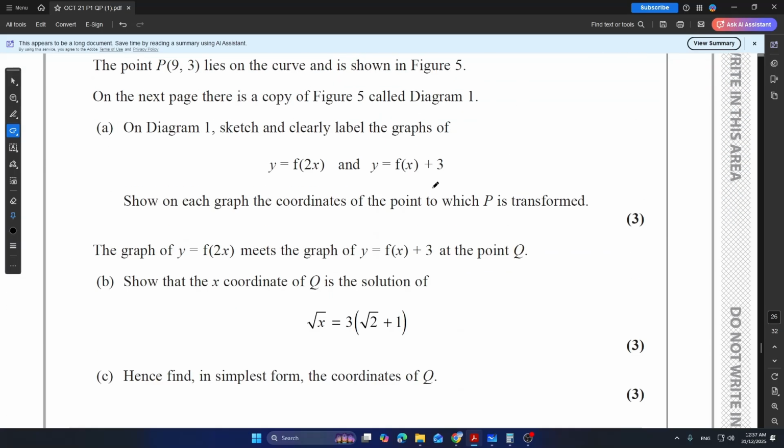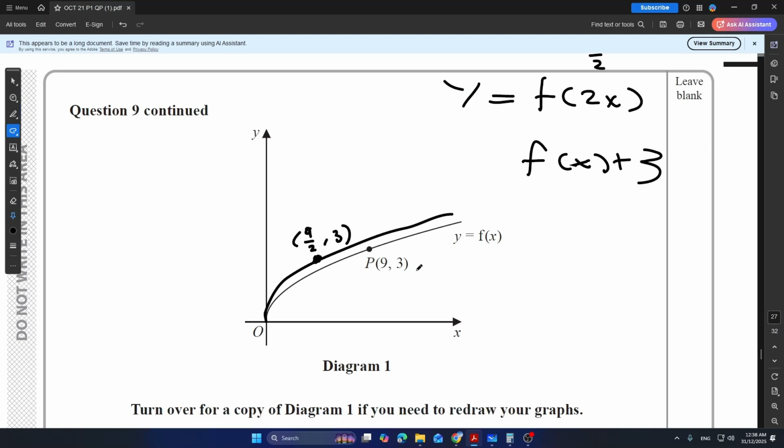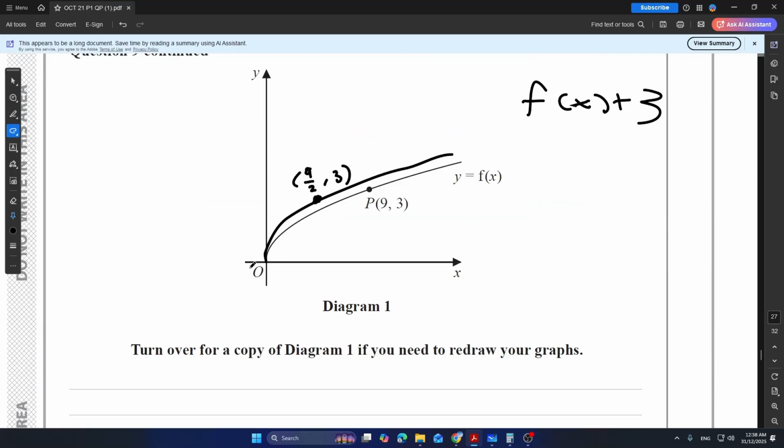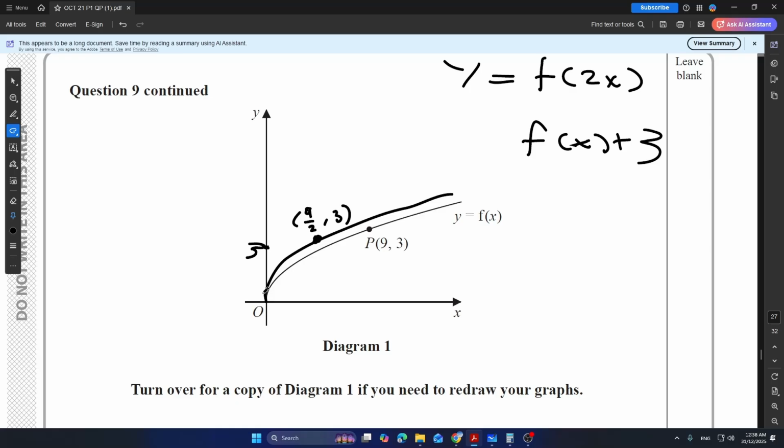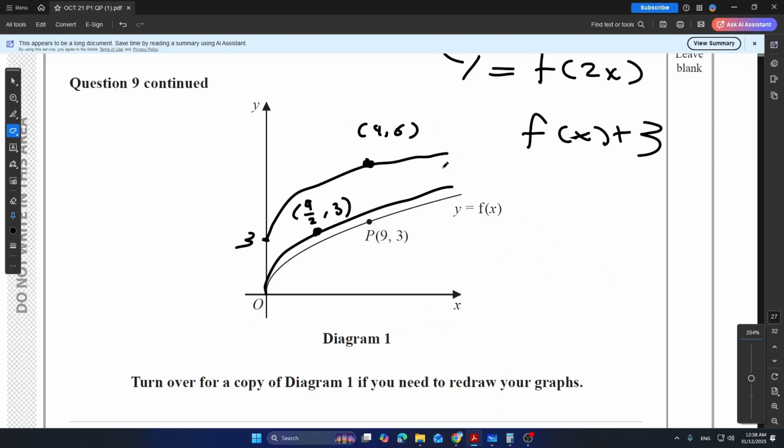Okay, so now we have the second one, which is f(x) plus 3. Since the 3 is outside the bracket, the change is happening in y. So I'm going to add 3 to y. That means the graph is going to start from 3, not from 0, because I'm adding 3 to every y coordinate. And P would be the same x, 9, but with 3 added, so it would be (9, 6). It looks something like this. So these are the two graphs.